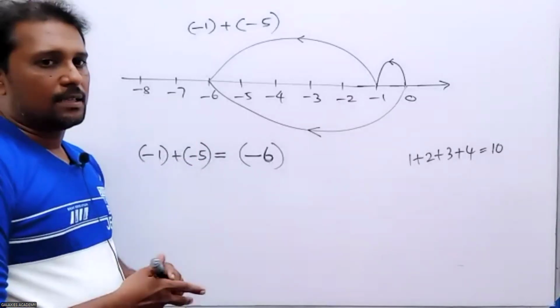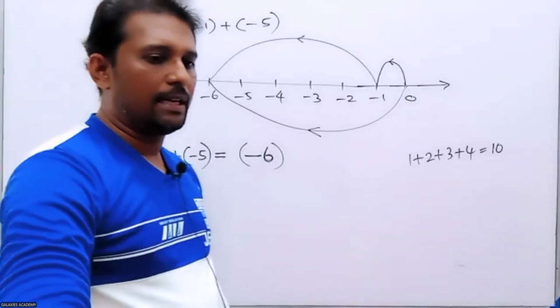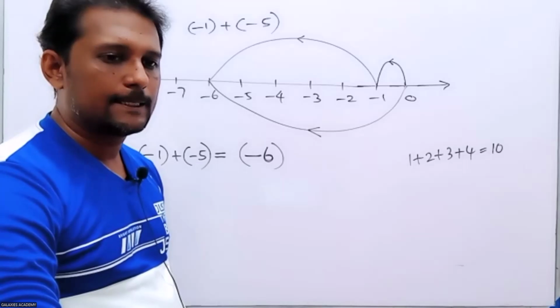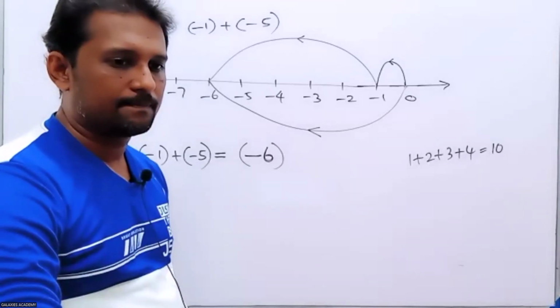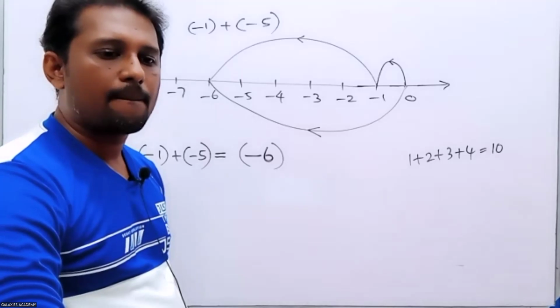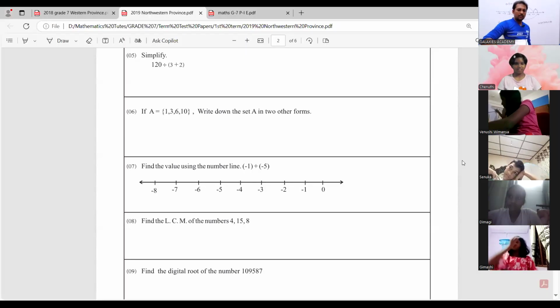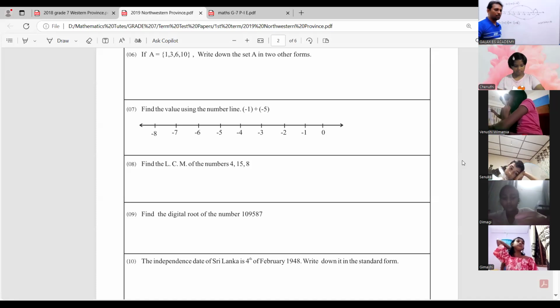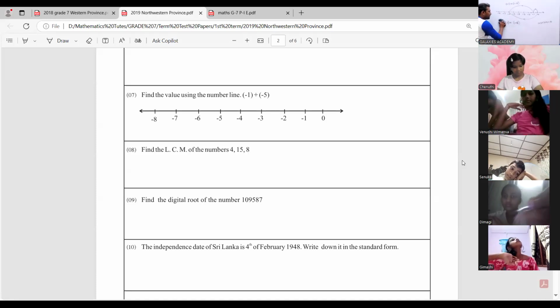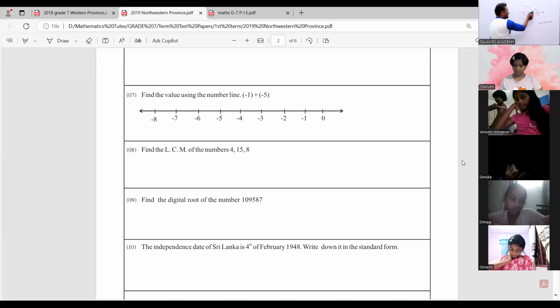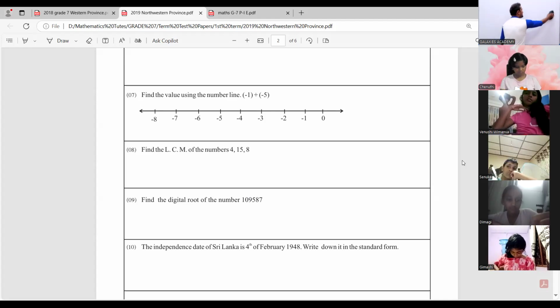Right. This is the answer for the number line question, okay? Directed number lesson question. It is question number 7, no? Right. Then let's go to the next one. Question number 8. The 8th question asks you to find the least common multiple. There are three numbers given. What are the three numbers? 4, 15 and 8.